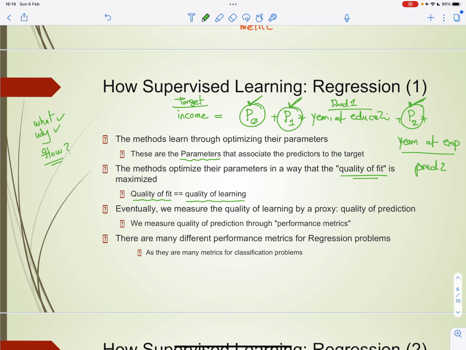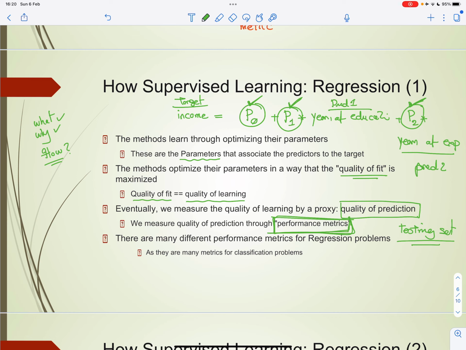So we eventually measure the quality of learning by a proxy, quality of prediction, and quality of prediction on the testing set. So when our model is very good at prediction on the testing set, we assume that our model has learned from the training set and has optimized properly its parameters. We measure quality of prediction through performance metrics. Okay? So we need to somehow measure this quality, and we quantify it using performance metrics. So performance metrics are basically the metrics that measure the prediction performance of our model.